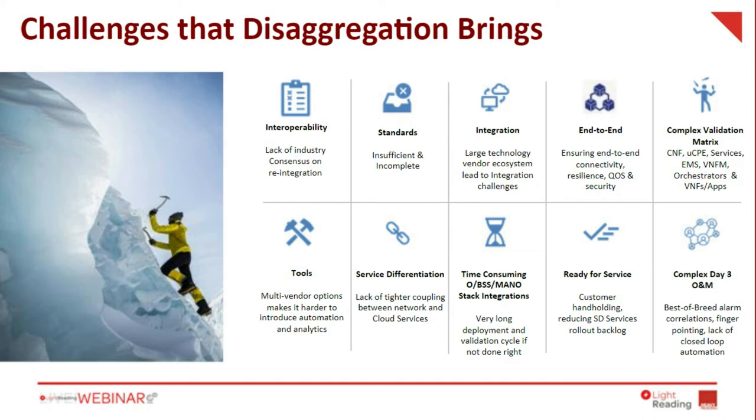networks, we bucketize the challenges under what we call 10 dimensions: interoperability, standards not being clearly defined, and integration challenges depending upon those open interfaces that we talked about. TM Forum defines a lot of open APIs. SC defines a lot of interfaces that are necessary to consume the menu effectively. End-to-end QoS: how do I guarantee quality of service to my customers?